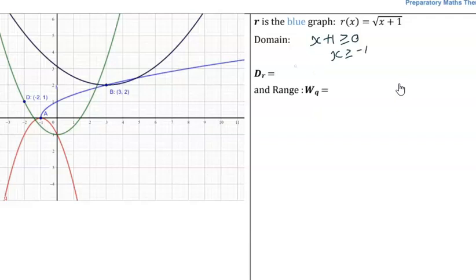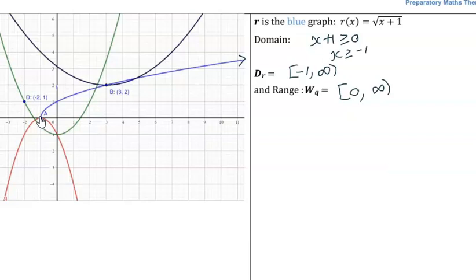So the domain will be everything from negative 1 up to infinity, because you can see the blue graph goes on here to infinity. It doesn't grow as fast as a regular parabola, but it also slowly goes to infinity. If I look at the range, then the smallest value that I have is 0, but 0 is included, and from there onwards it will also go to infinity. So that is my range.